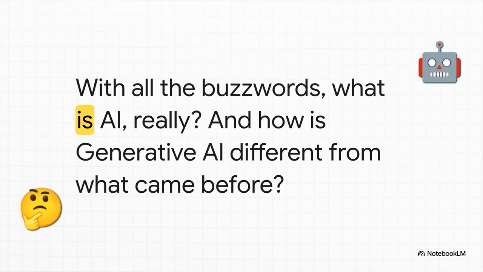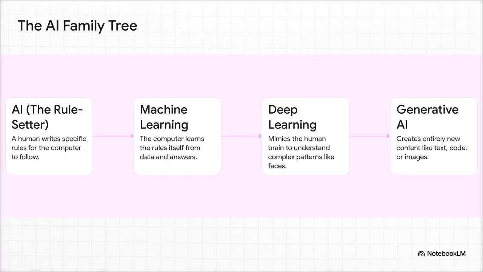Okay, so with all this hype, there's a ton of confusion, right? We're hearing all these terms thrown around: artificial intelligence, machine learning, deep learning, and now generative AI. What's the deal? Are they all the same thing? Not exactly. And figuring out the difference is actually the key to using these tools well. Let's break it down with a simple analogy.